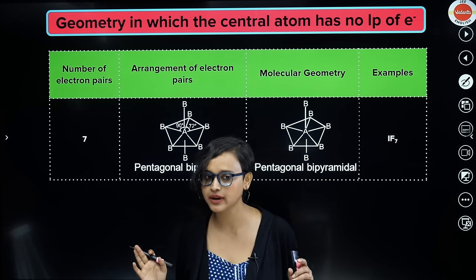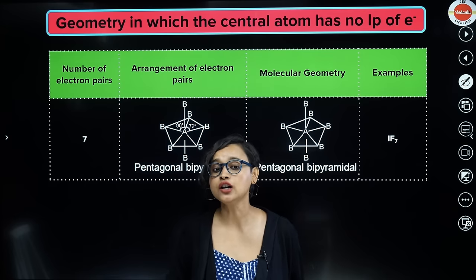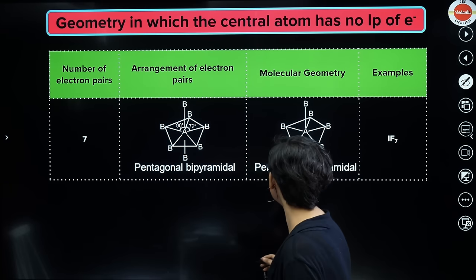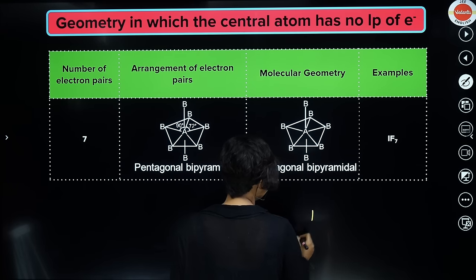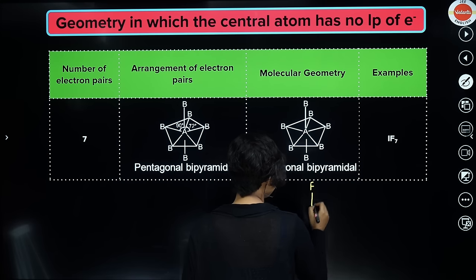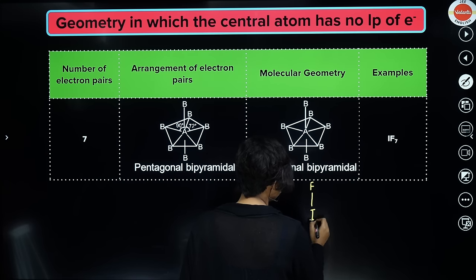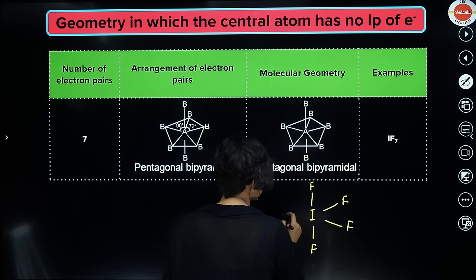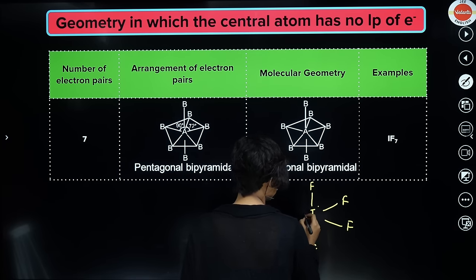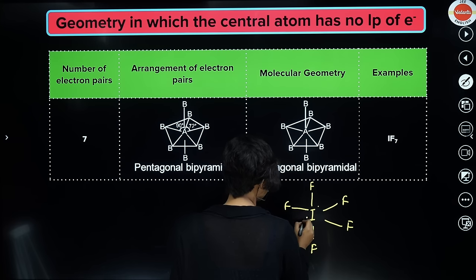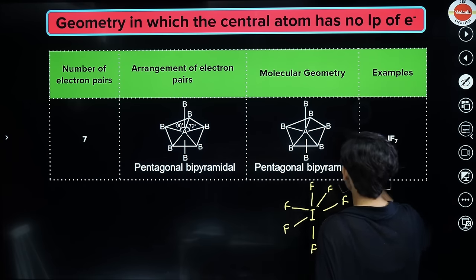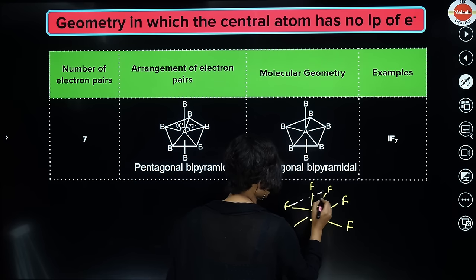Okay. Alright guys, makes sense, right? Now if there are 7 electron pairs, it will be pentagonal bipyramidal. Take a look at it. So how will I draw it: I here, then here will be 1F, here will be 1F. Now here 1F, here 1F, then 1, 2, 3, 4, 4 done. Then here 1F, here 1F, and finally here also 1F.